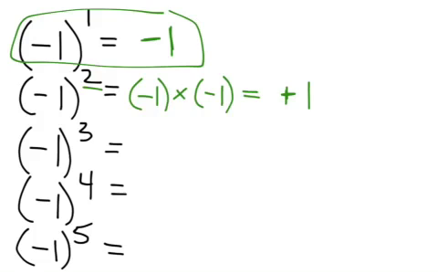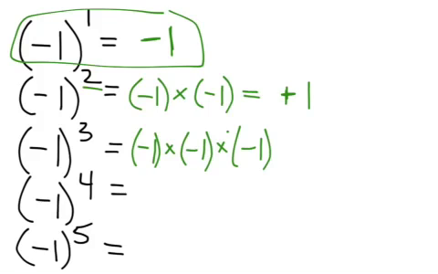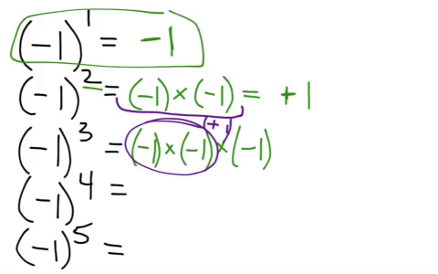Okay, next one. -1 to the power of 3. That would be -1 times itself 3 times. So 1, 2, 3. We already know from this last example that -1 times -1 is positive 1, so this part right here becomes positive 1. I'm going to write that down just right here. So really what we're doing here is positive 1 times -1. And what do we get when we multiply a positive and negative together? A negative answer. So here it would be -1.